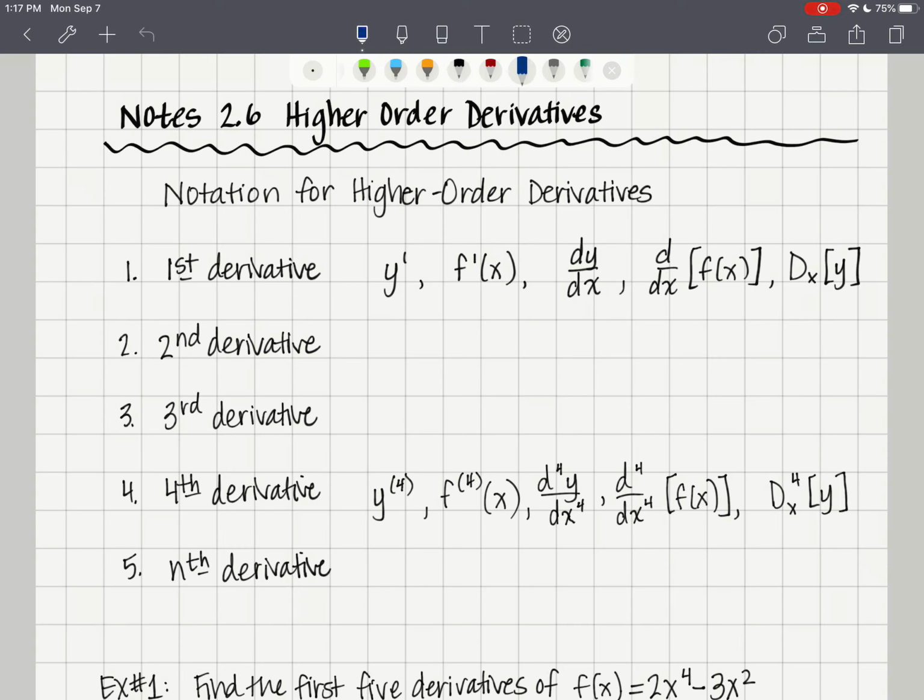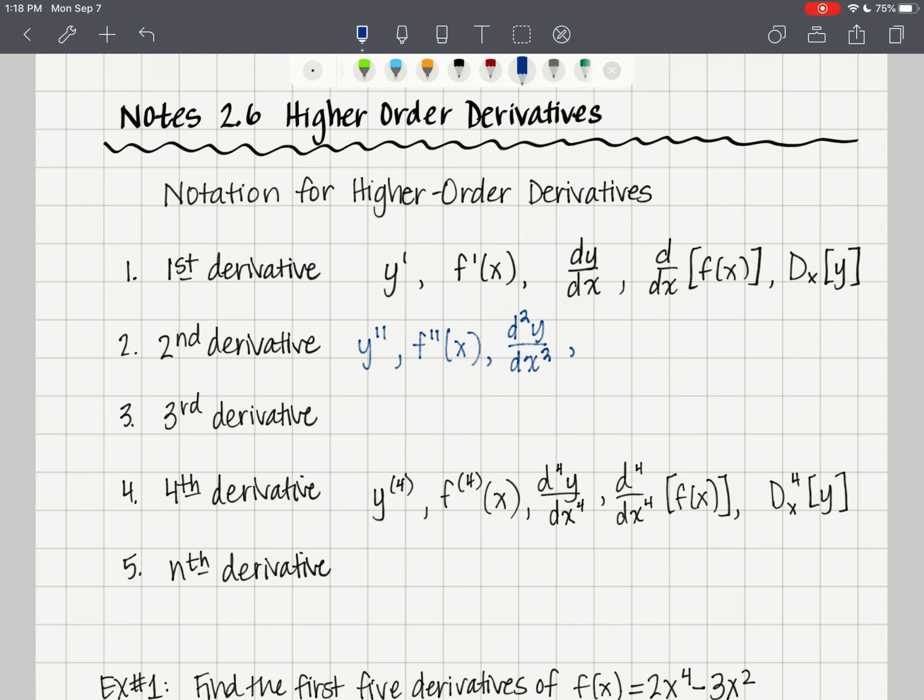Well, for the second derivative, we'd say y double prime. That's how we'd say it, y double prime. And then f double prime of x. And this is where it gets a little different. We'd say d2y over dx2. So it's not squaring an x, it's not squaring a d, d2y over dx2.